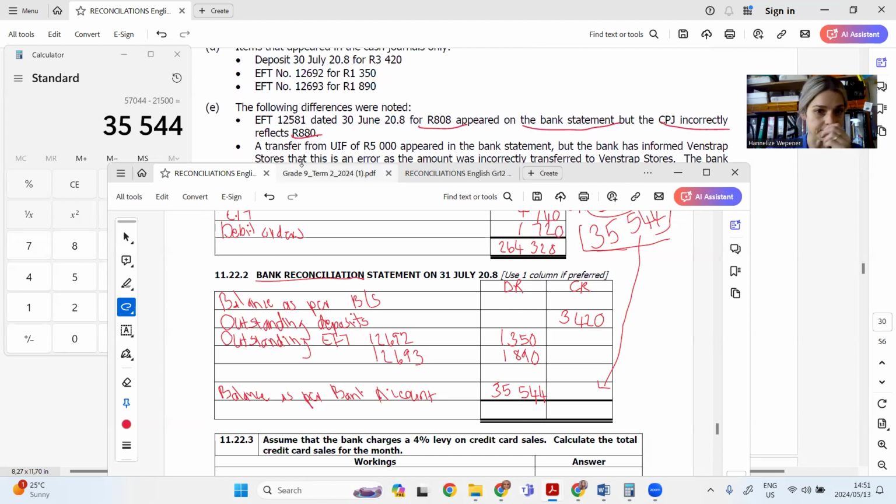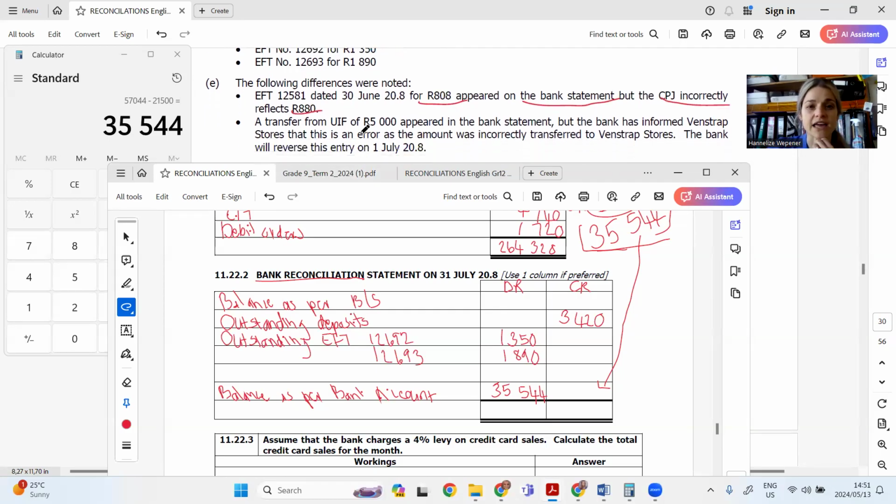Right, and then we move on. Remember, we said that we fixed this information in our CRJ because we incorrectly said that we paid 880 Rand, but we only paid 808 Rand. So that reversal was done in the CRJ. Then a transfer from the UIF of 5,000 Rand appeared in the bank statement, but the bank has informed us that this is an error, as the amount was incorrectly transferred to us. The bank is going to reverse this entry.